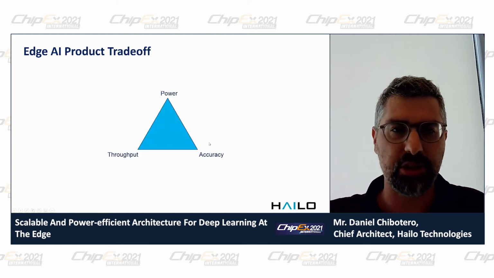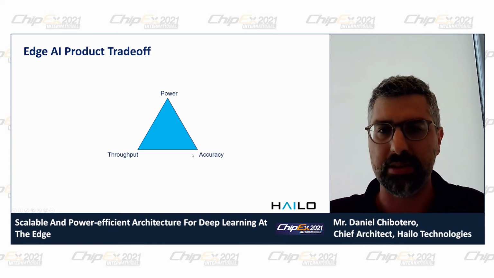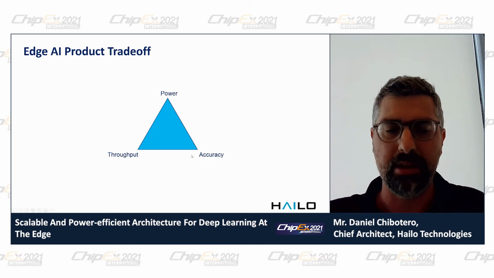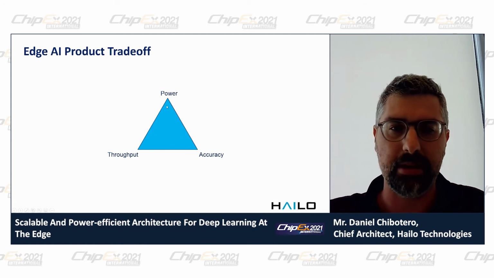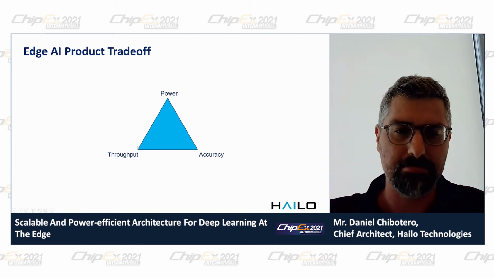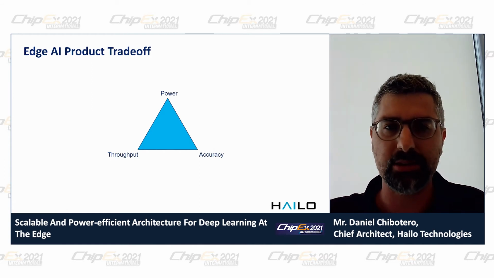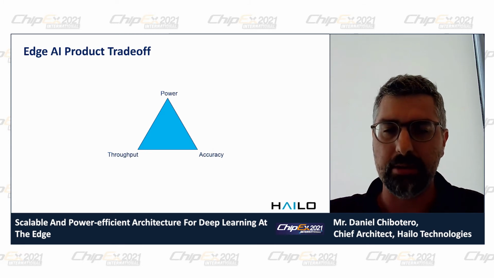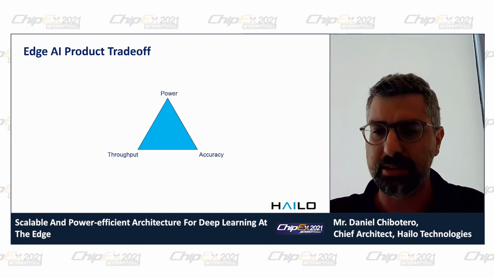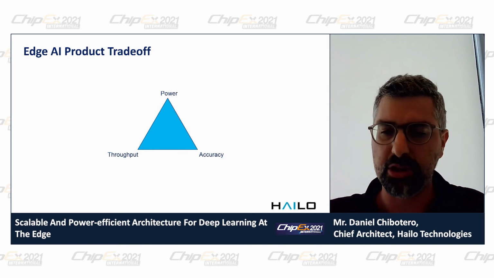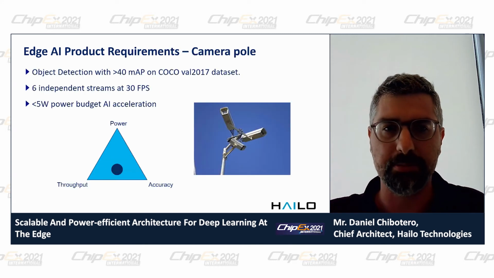So then we get to the Edge AI product trade-off. You can be very accurate on your workload, but then you will probably dissipate a lot of power and throughput will be lower. You can sacrifice accuracy and maybe gain low power and higher throughput. But each Edge AI product tries to balance these 3 metrics to meet its product requirements. So let's look at a few Edge AI product requirements that we've got and see how Hailo manages to implement them with the Hailo 8.